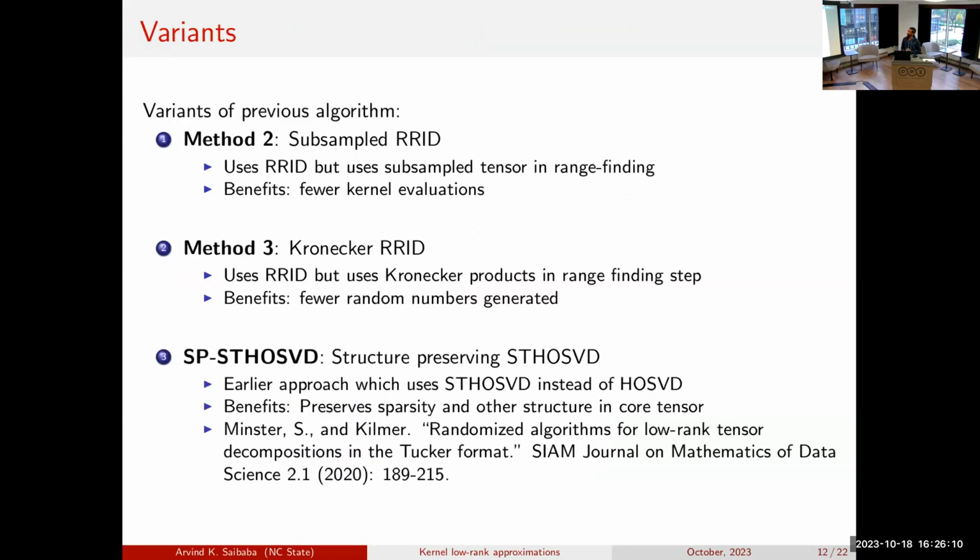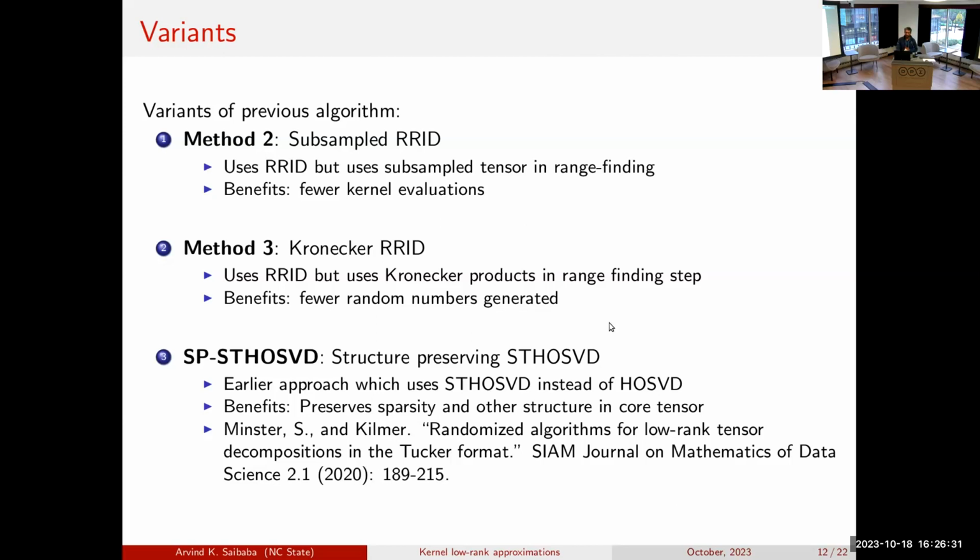We used 2 other variants in this paper. One is subsampling, so you don't want to form the full tensor. So we're doing the sketching process: you subsample it, compute the sketch, compute the row interpolated decomposition. That's one variation. So it requires fewer kernel evaluations.